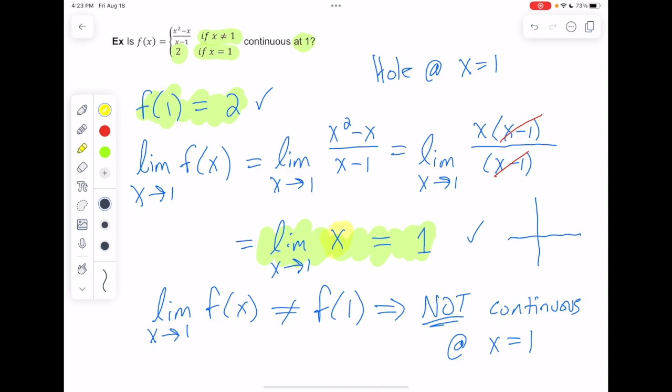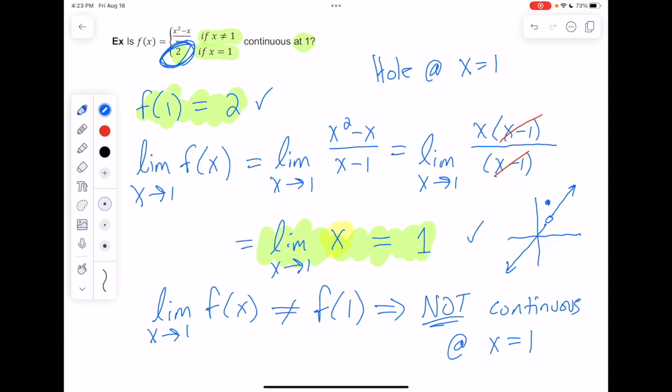y equals x. So y equals x is just this straight line, right? Continuous, no problem, except it's only equal to x for values that are not equal to 1. So what does that mean? That means when x equals 1, we have a hole. So I'll put a circle there. Now, does that hole get patched? No, because the value of the function at 1 is 2, which is up here.